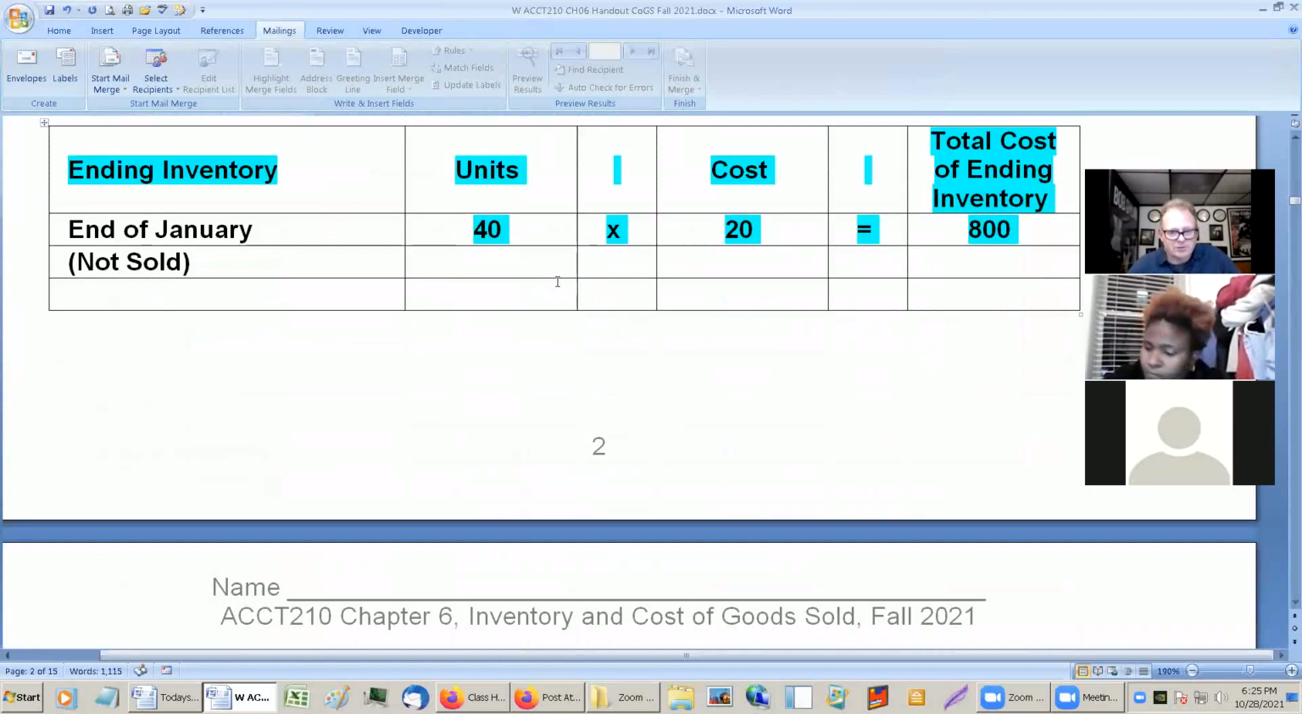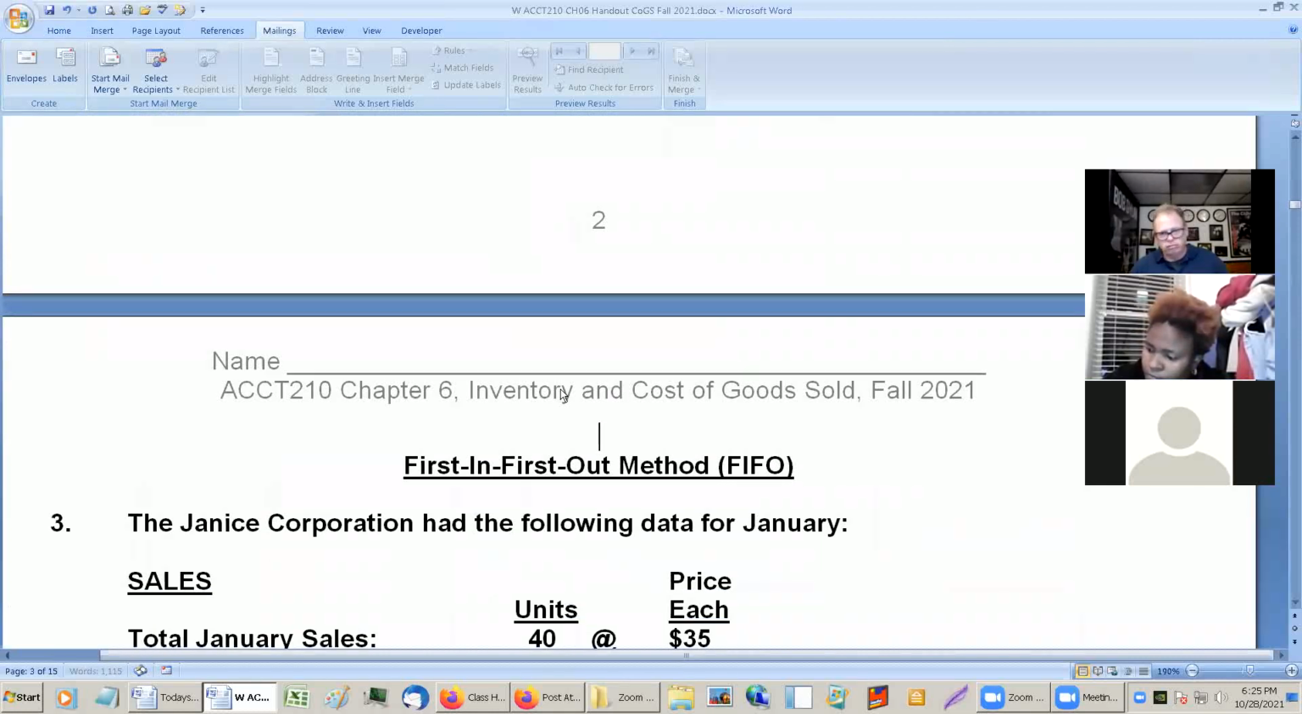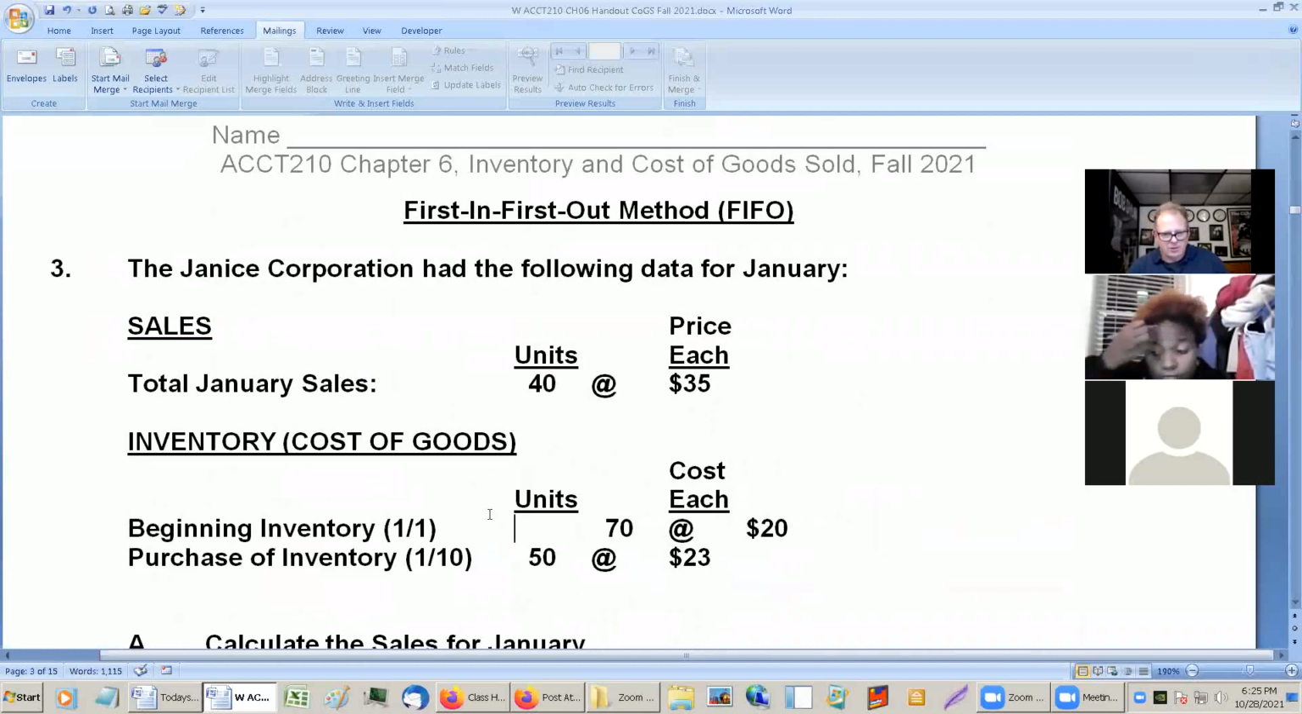Time for the wacky part. Well, we'll go ahead and get started down here. Oops, spacing here.